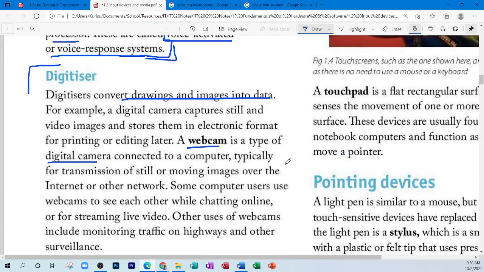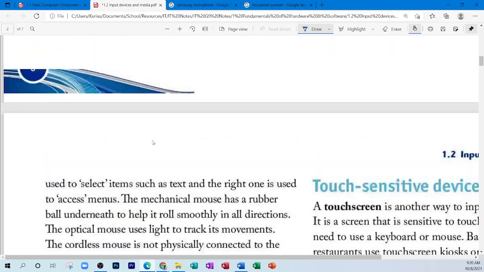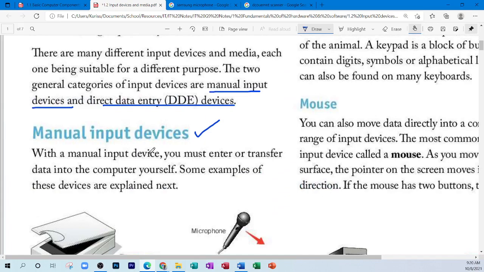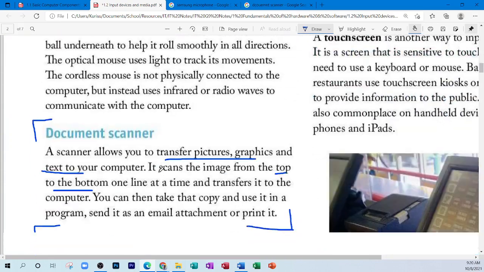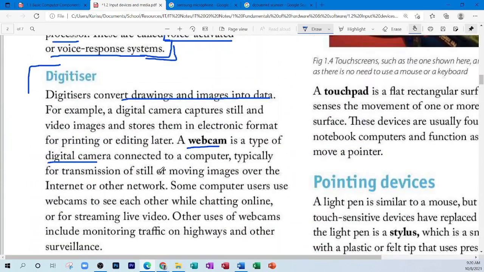Very good. So, remember we're still looking at manual input devices, how data gets input manually, physically. So, we're at Digitizer now, and a Digitizer converts drawings or images into data. So, if you draw something, it's going to convert it into data on the device. If you take an image, it would convert it into data on the device.